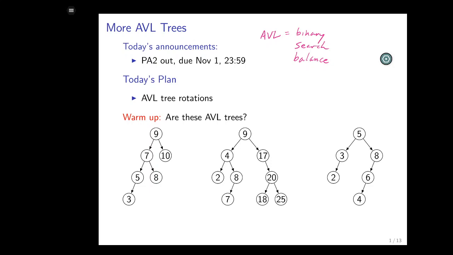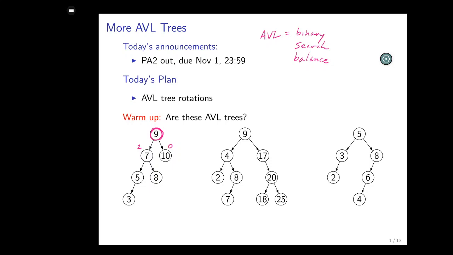Okay. Is the first, the leftmost tree, an AVL tree? No, why not? Yeah, if I look at the root of this tree with a key value of 9, it has one child which has height 2, and the other child has height 0. And so the difference between the heights is not within one, it's two.